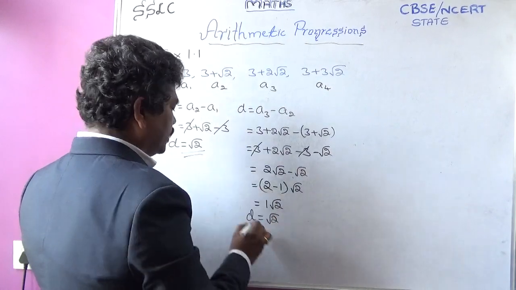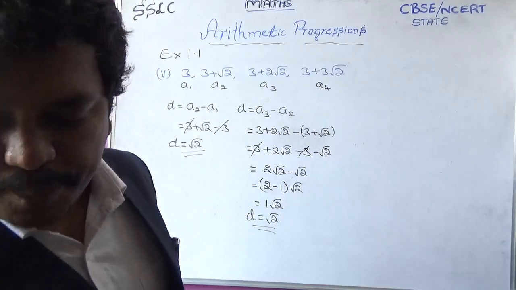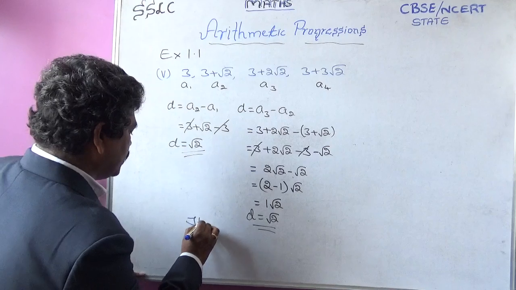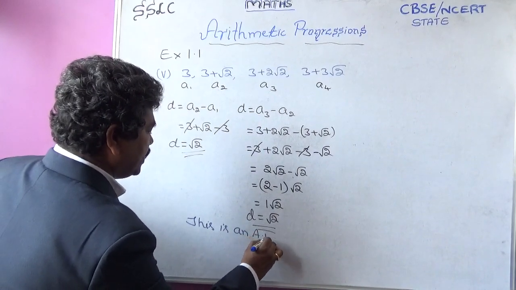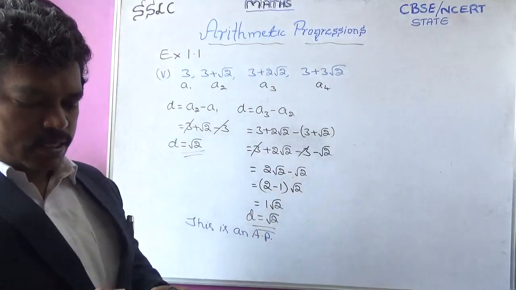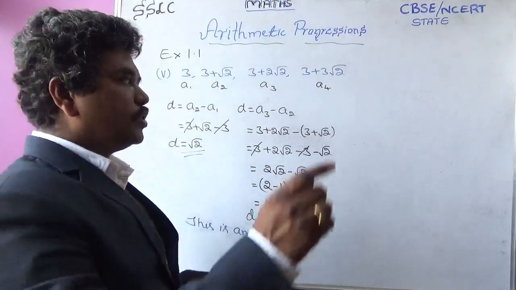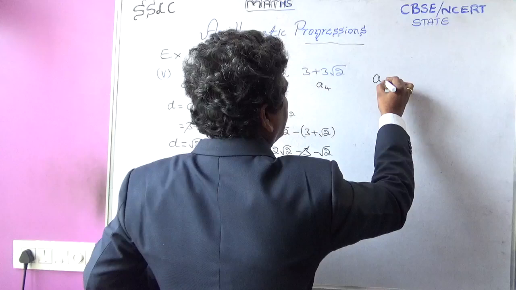Here both D are the same. That means this is an AP. If both the differences are the same, we write this is an AP. Now we have to find out 3 more terms. So I will show you how to find the 3 more terms. This is the 4th term. You have to find out the 5th term.